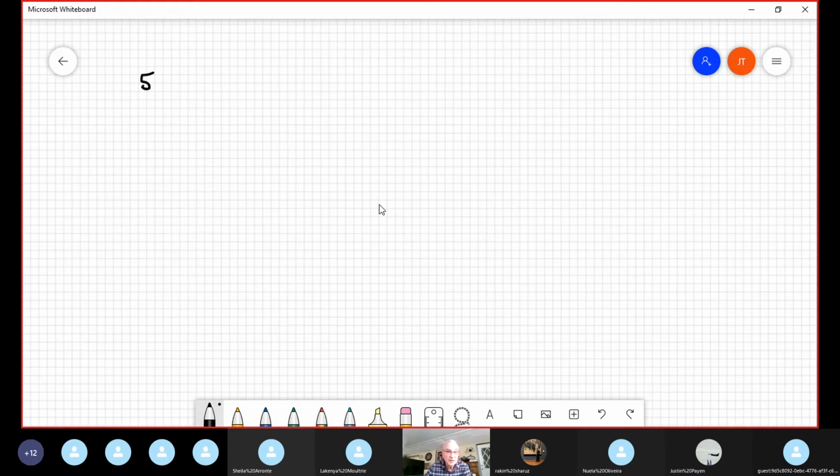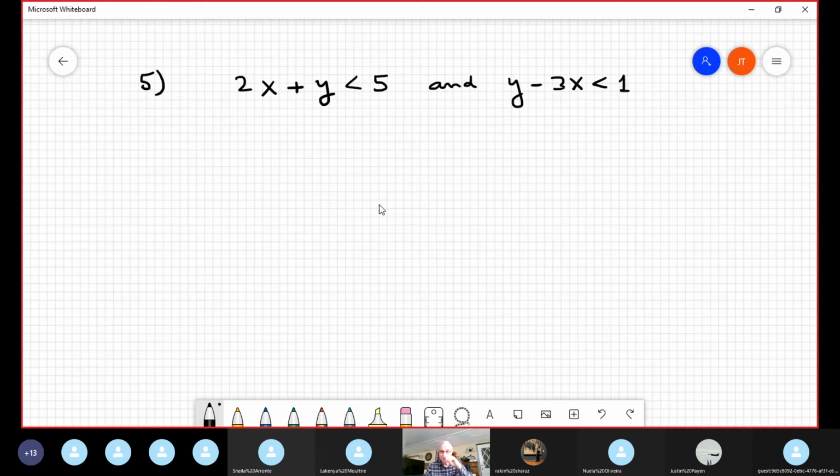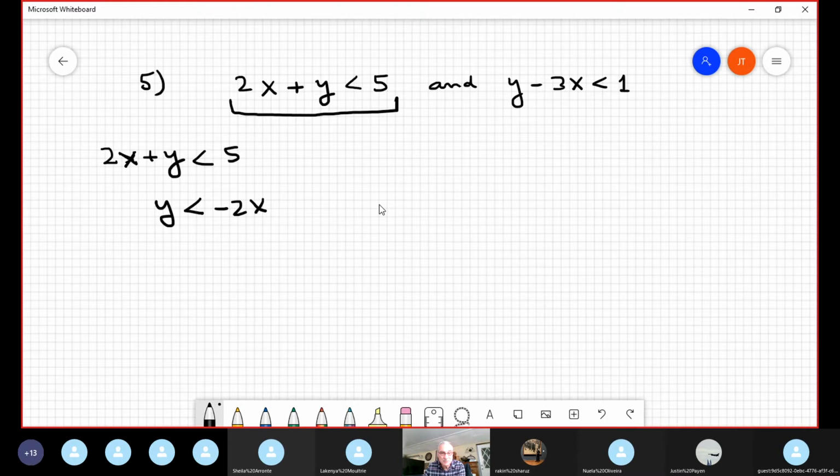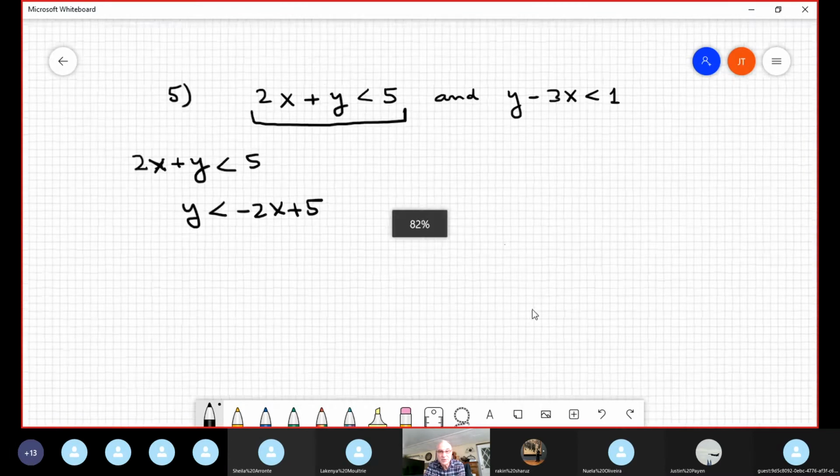Suppose question number 5 is 2x plus y less than 5, and remember it's an intersection, y minus 3x less than 1. Okay? We are doing exactly the same. We manipulate the inequalities one by one. You take the first one. You always solve for y. So y less than minus 2x plus 5. And we are doing the graph. Let's do the graph simultaneously.